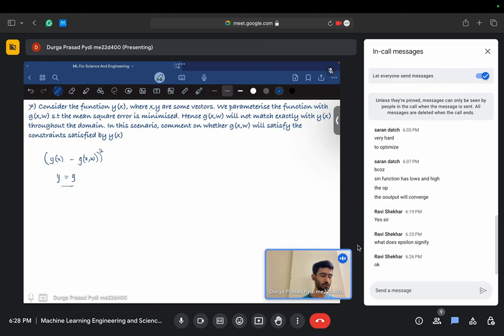You should have understood that we are trying only to minimize it, but then it won't actually be 0. So in that scenario, will y satisfy the constraints? Will the model g satisfy the constraints that are satisfied by y?